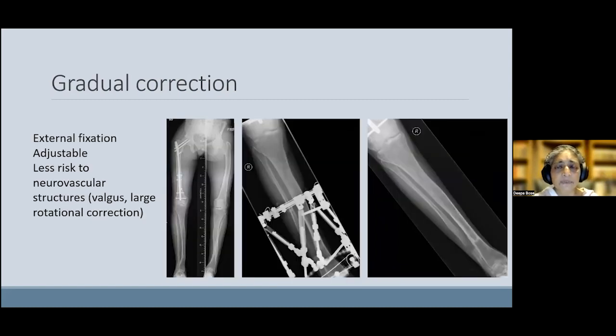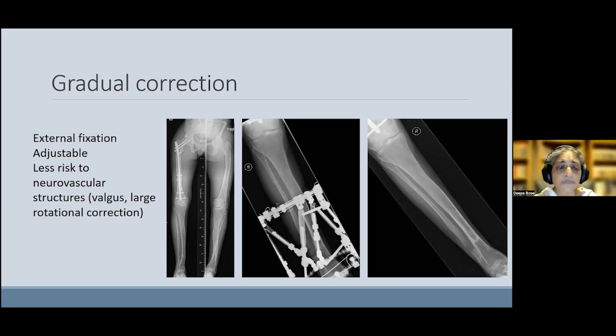As opposed to that, you may do a gradual correction, and we would normally use circular fixators to do a gradual correction with either a hexapod, such as the Taylor Spatial Frame, or a standard Ilizarov frame. And we do gradual corrections because it is less risky to the neurovascular structures. So, for example, if you are correcting a valgus deformity, it will stretch the common peroneal nerve, and you may run the risk of getting a foot drop and other problems.